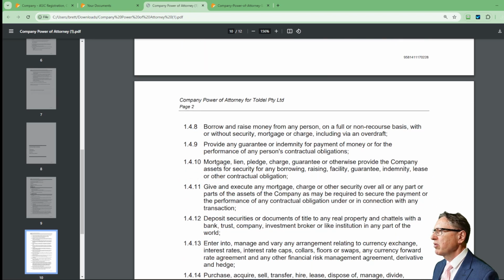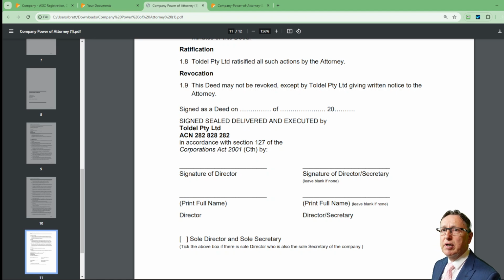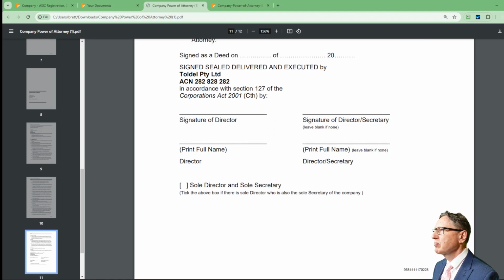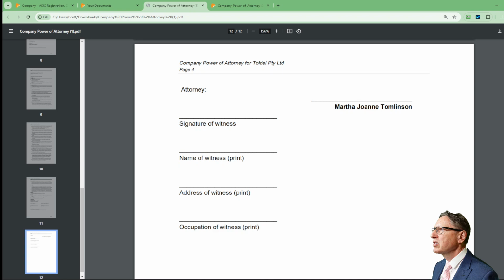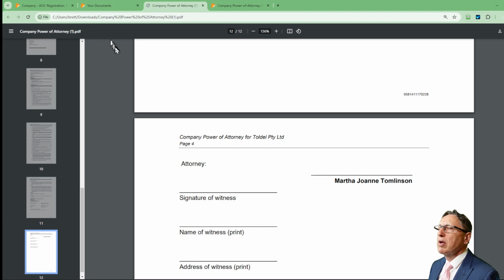And that's the company power of attorney. And if we go through, the company will need to sign as a company seal, well, under section 127 of the Act, and there's the attorney, Martha, signing. So that's the power of attorney for a company.